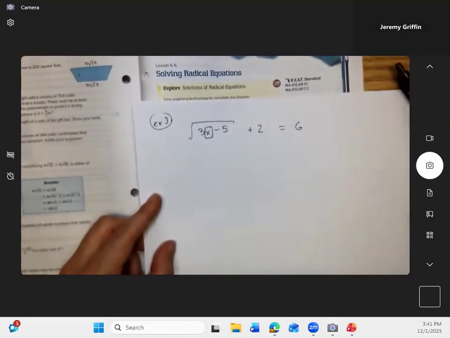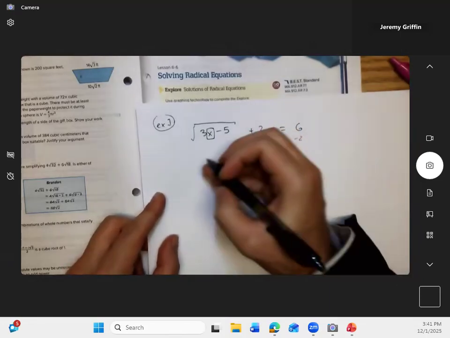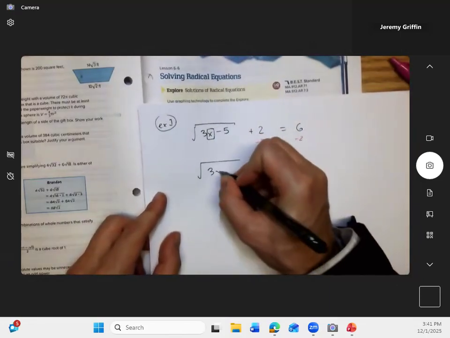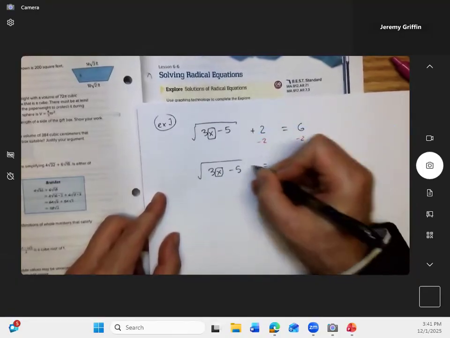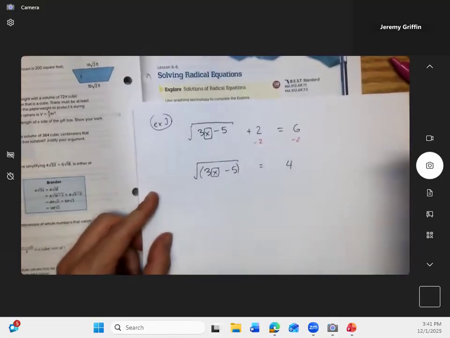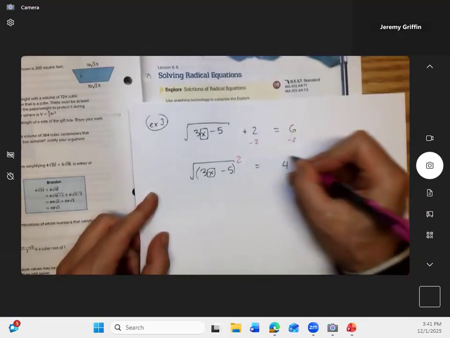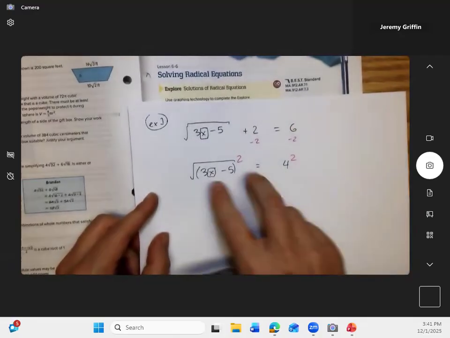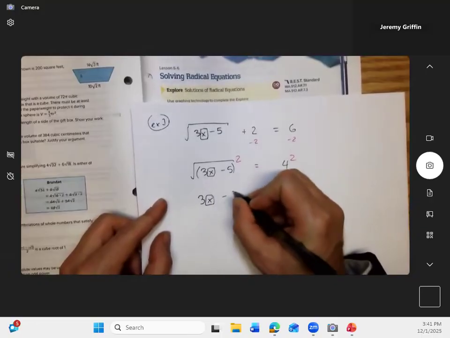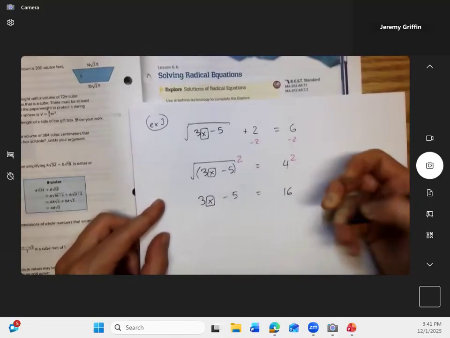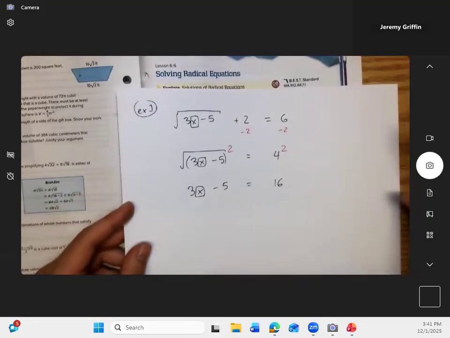The first step is subtract 2 from both sides. That gives me the square root of 3x minus 5 is now equal to 4. Now, how do you undo a square root? By squaring it. As long as you do that to both sides, everything is balanced. So the square and the root cancel, and 3x minus 5 is equal to 16, since 4 squared is 16. Now we've unburied the x from the square root, so we're closer.